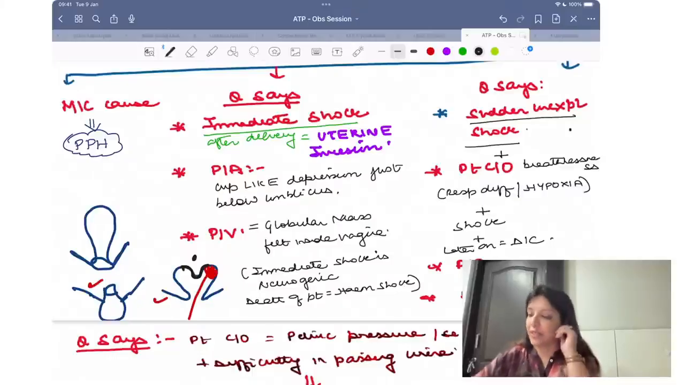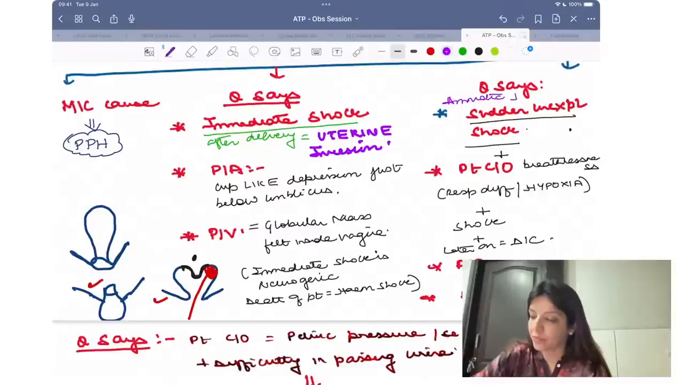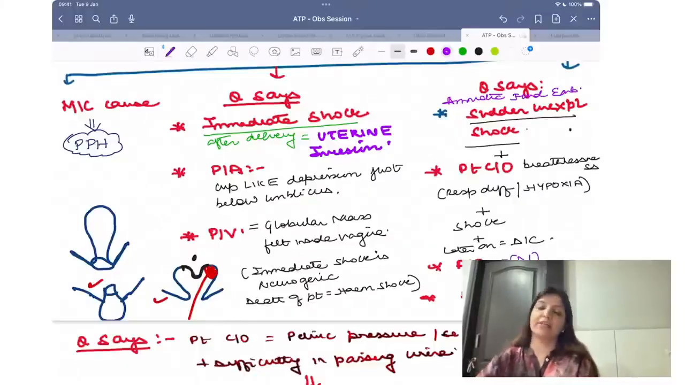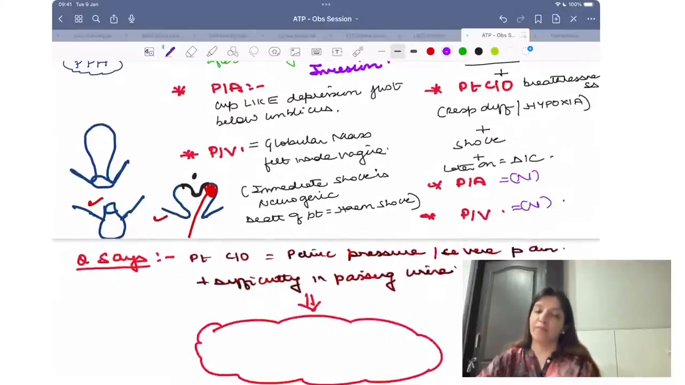Along with that, later on, there is DIC. Initially, there is less bleeding, but later on, there is DIC. Then you are dealing with amniotic fluid embolism. In amniotic fluid embolism, per abdominal and per vaginal examination are normal. Please remember, in amniotic fluid embolism, initially there is less bleeding.